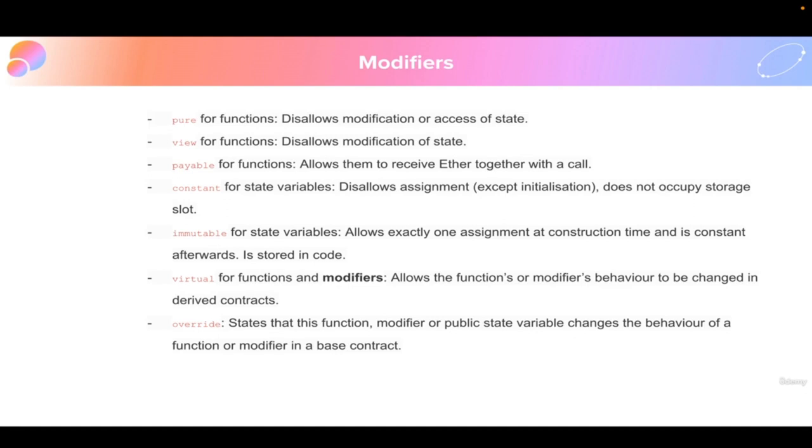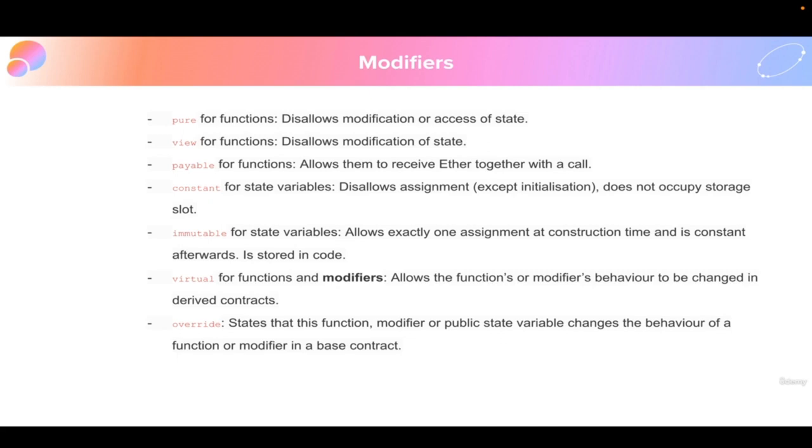Pure and view are both function modifiers. Pure disallows modification or access of state. In other words, pure does not touch anything on the blockchain. It simply returns a value. View disallows modification of state, although it does allow you to view blockchain state. Payable is another function modifier. It allows functions to receive ether with a function call.